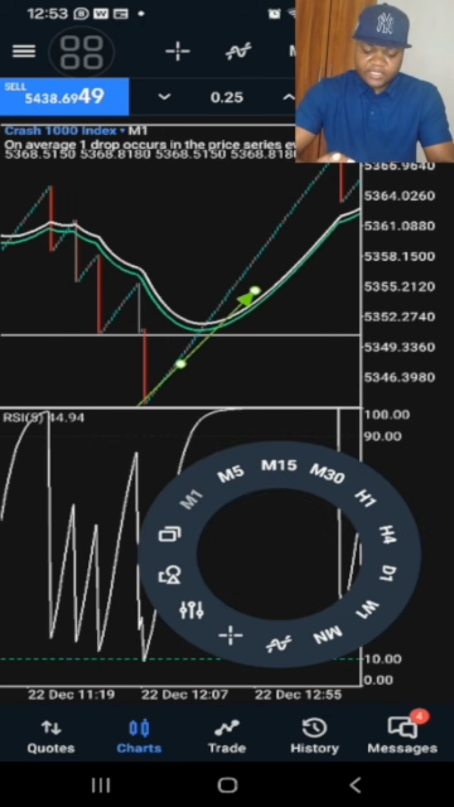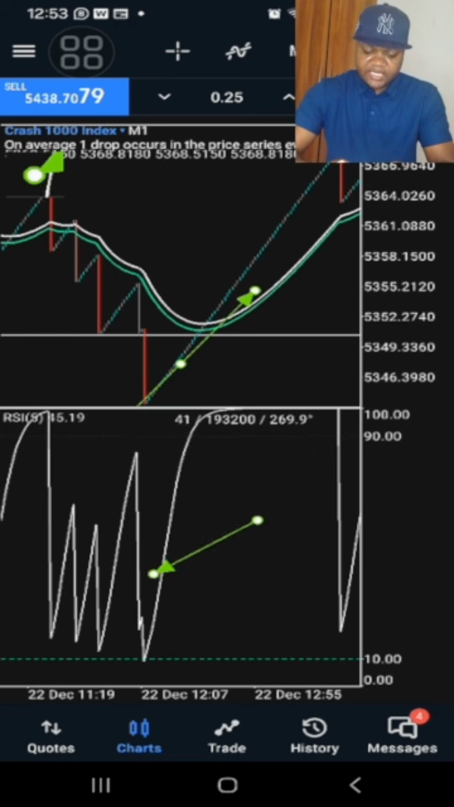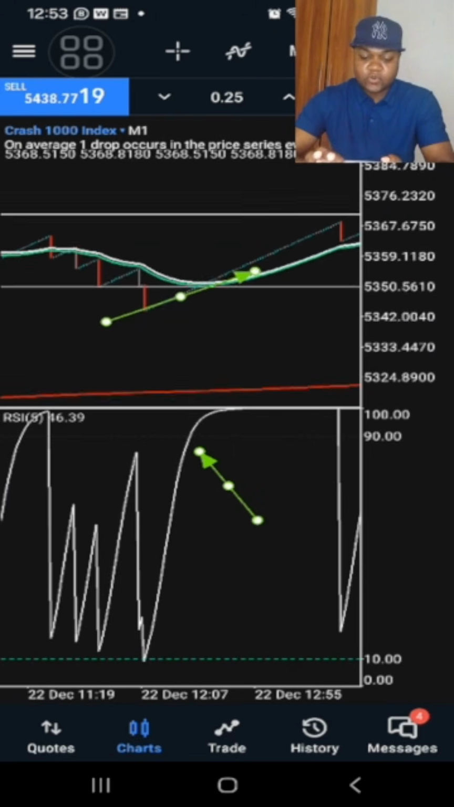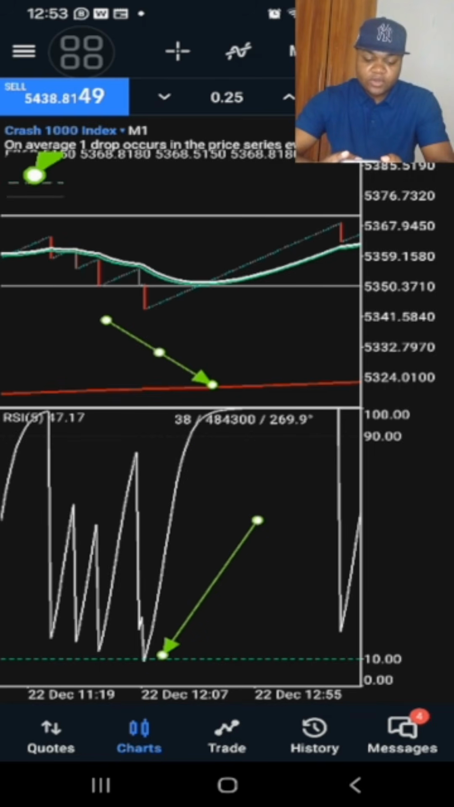Then we also have on the indicator window the RSI. This is the RSI with level 10 and level 90. So what are the conditions for you to buy? In Crash, we'll be looking for buying opportunities. The first thing that you want to do is to wait for price to be above the 200. That's the first condition. Then the second condition, you go to your indicator window, which is this line, and you wait for price to cross above 10.